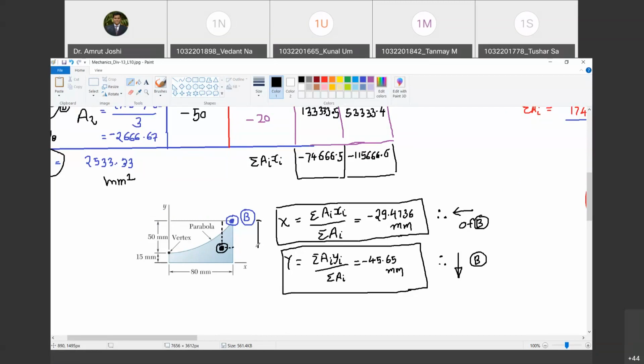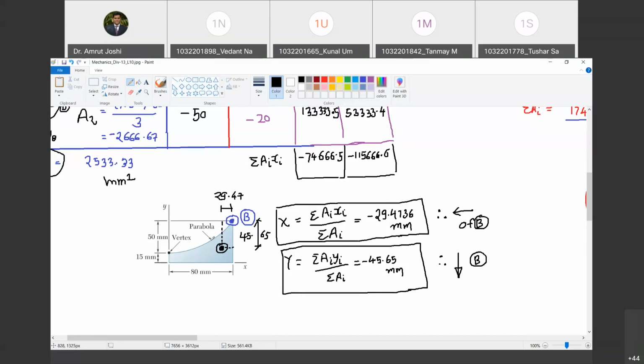So how much is this distance? This distance has turned out to be 45.65. Do you agree with me? Yes, sir. And this distance has turned out to be how much? 29.47.